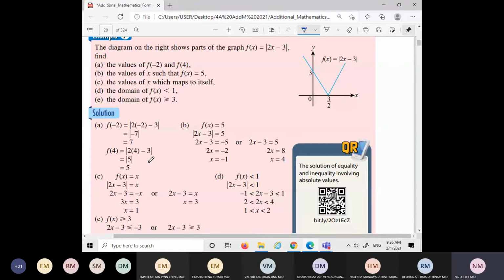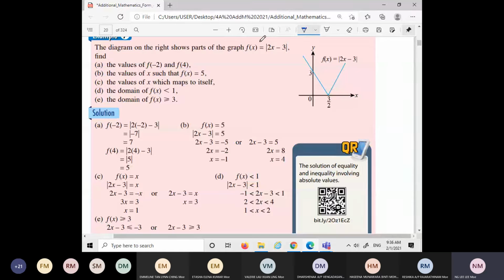Okay, so this is for part A. Now we go to part B. The value of x such that f(x) equals 5. So they start with telling you the image is 5, so f(x) equals 5.